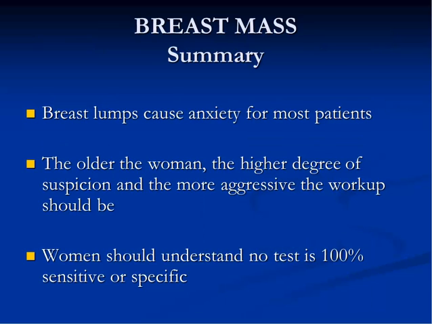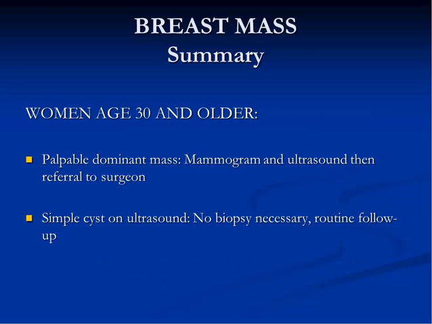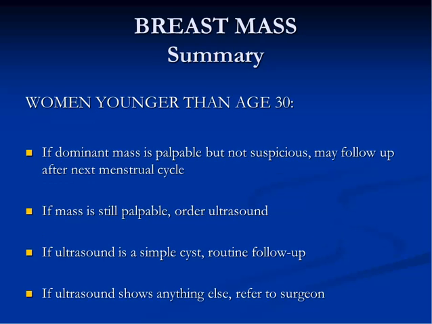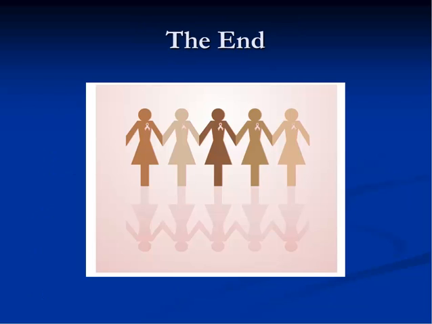In summary, breast masses are common and usually benign, but may represent a malignant process even in young patients. The older a patient is, the higher her risk that a breast mass is malignant. Women 30 years and older should be evaluated aggressively for a palpable breast mass. Women who are younger than 30 years with a palpable breast mass can initially be followed expectantly with re-evaluation after the next menstrual cycle. If the mass is still present, proceed to a proper evaluation. This concludes this presentation on disorders of the breast.